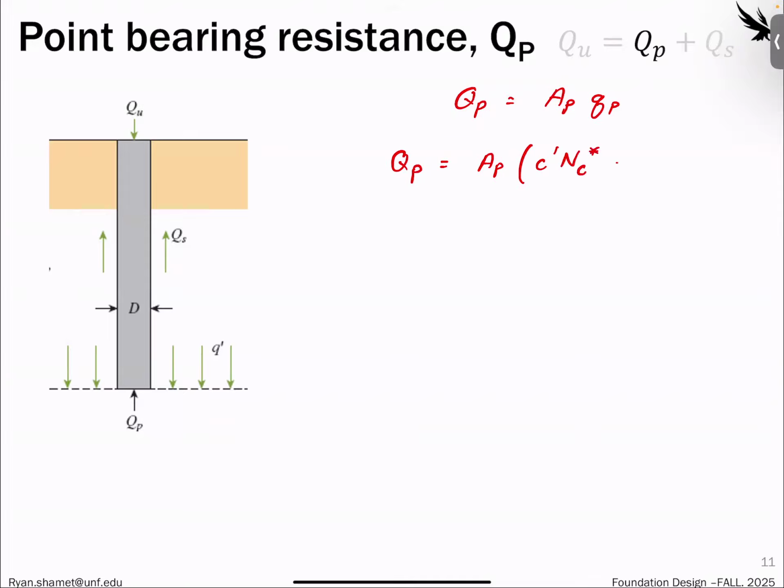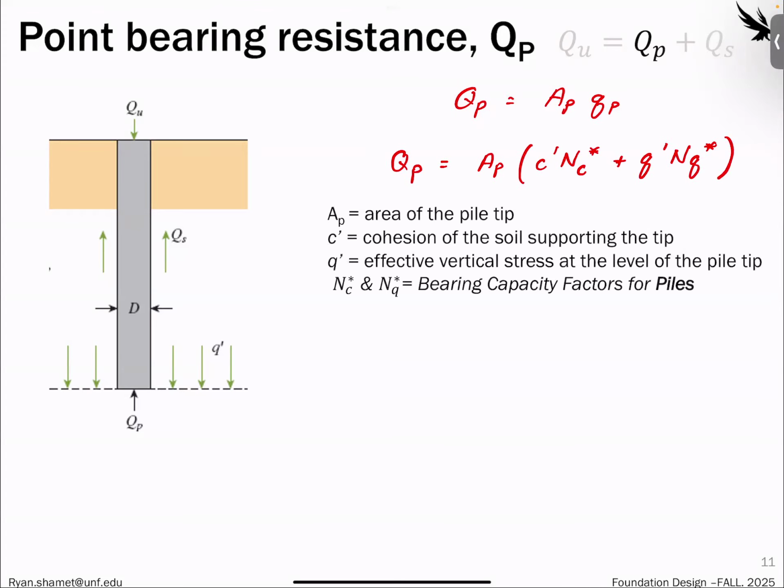This point bearing capacity, I'm putting a little asterisk just to denote that it's different than the shallow foundation ones. And where the area, Ap, is the area of the pile, C is the cohesion of the soil supporting the tip. It's important, this is going to be all the soil properties around the tip. The q prime is the effective vertical stress at the level of the pile tip, again, shown here. And then these N subscript c and N subscript q are the bearing capacity factors for the pile.